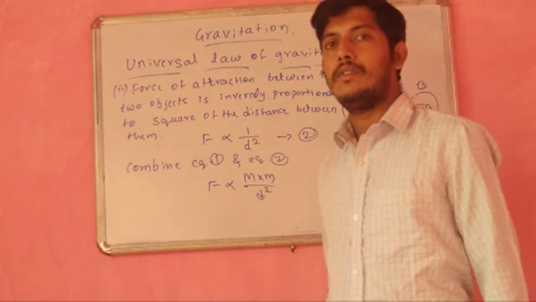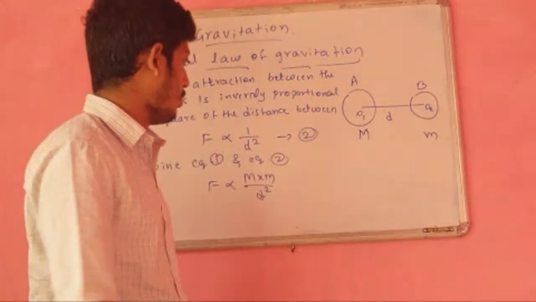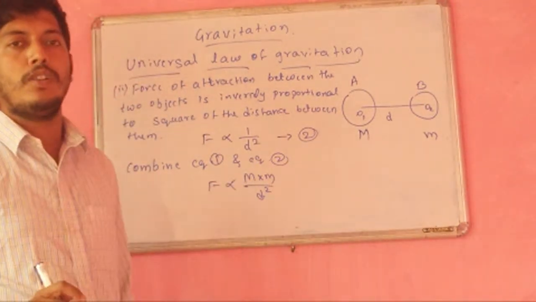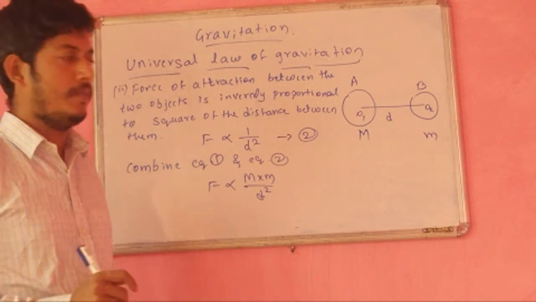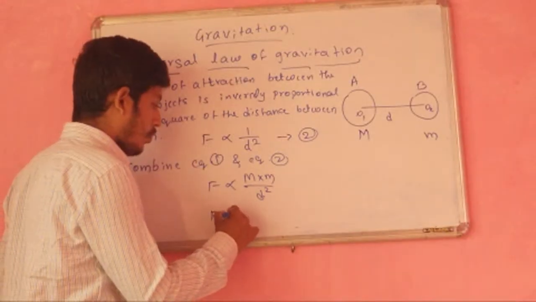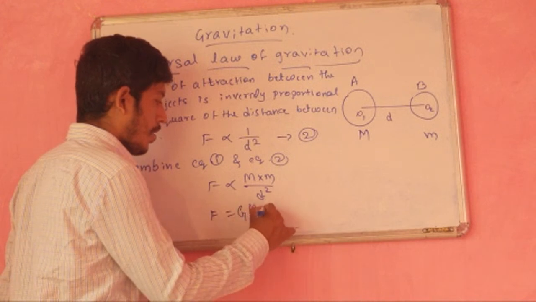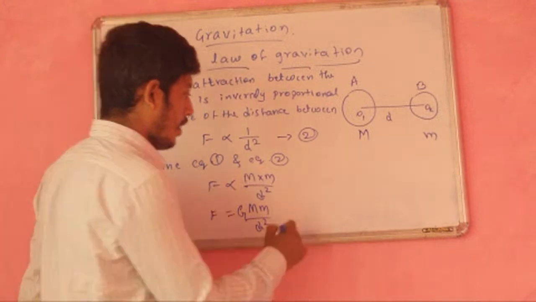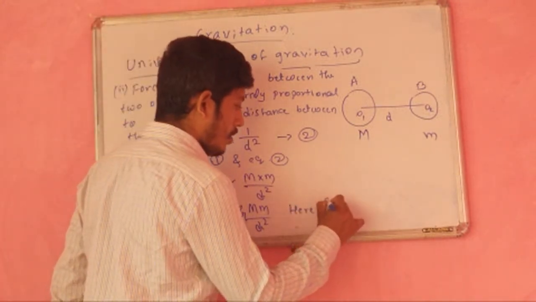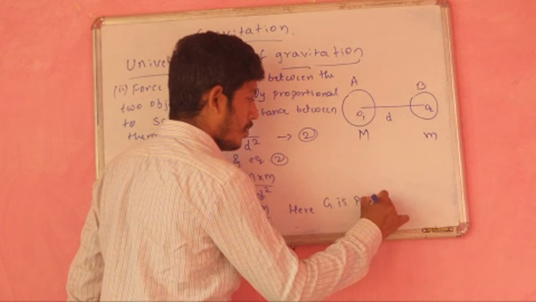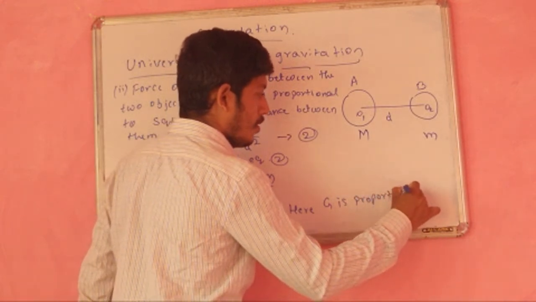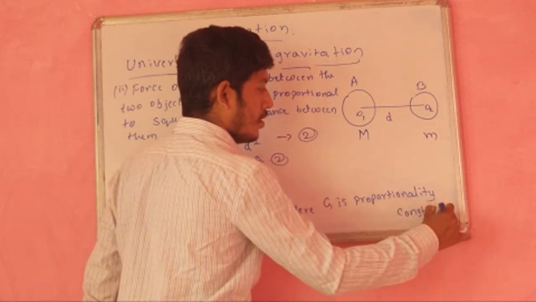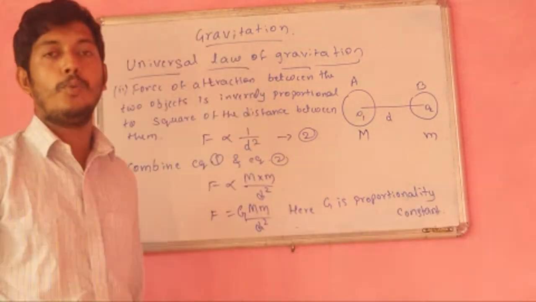Now again we have to remove the proportionality symbol. This is the proportional symbol, and when we want to remove it, we must add a constant term. So here I will take F equals G into M m divided by d square. Here G is the proportionality constant.